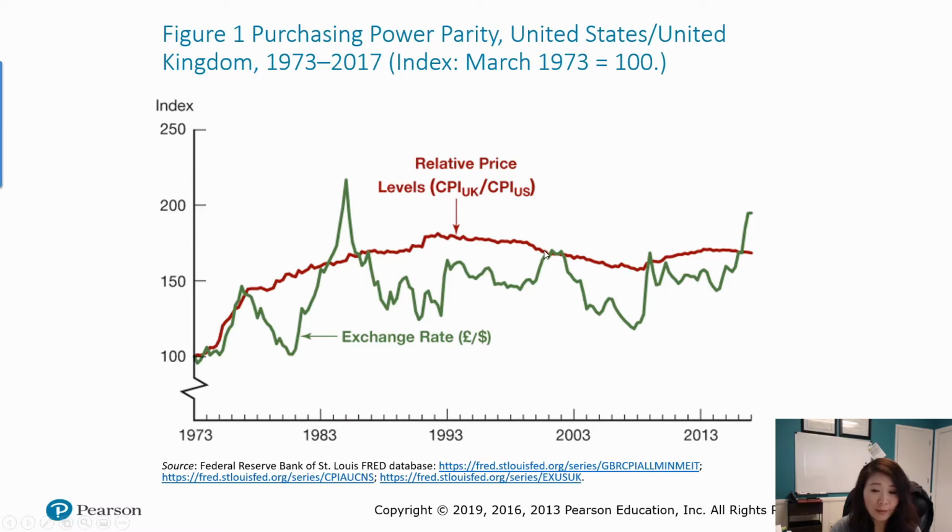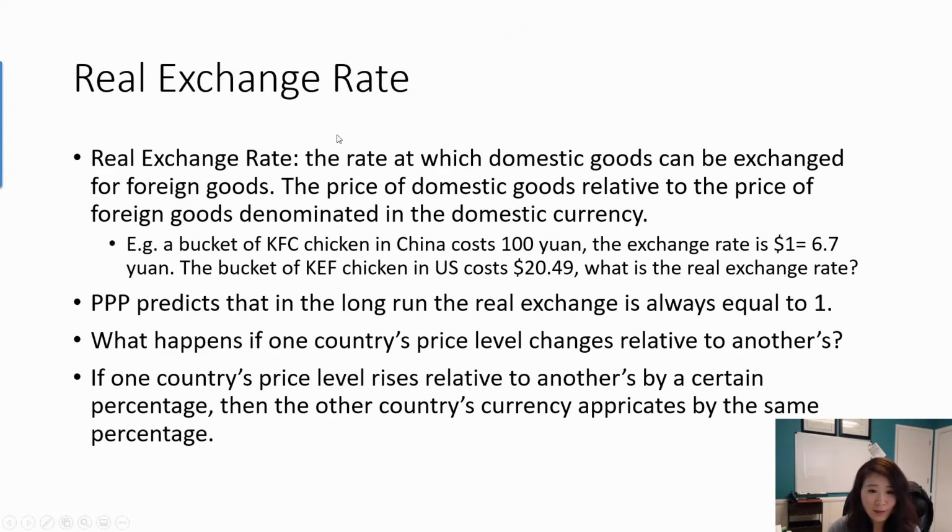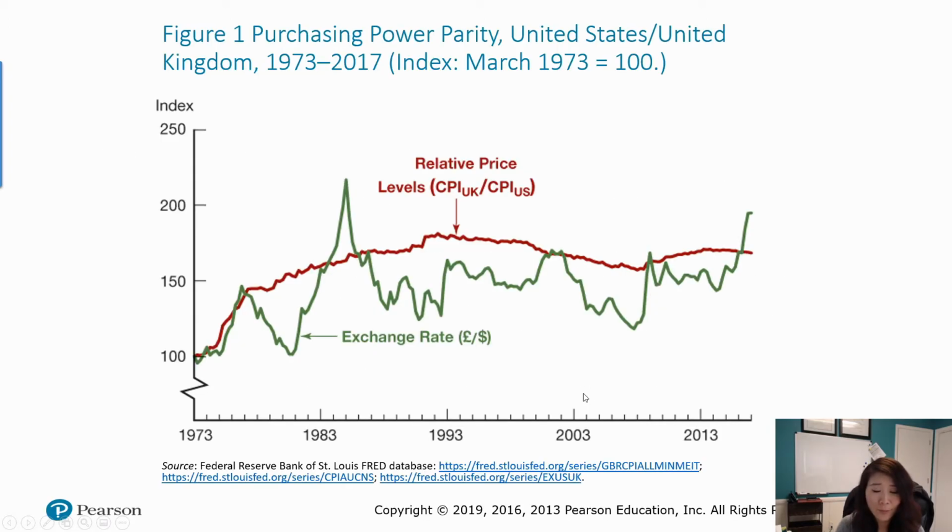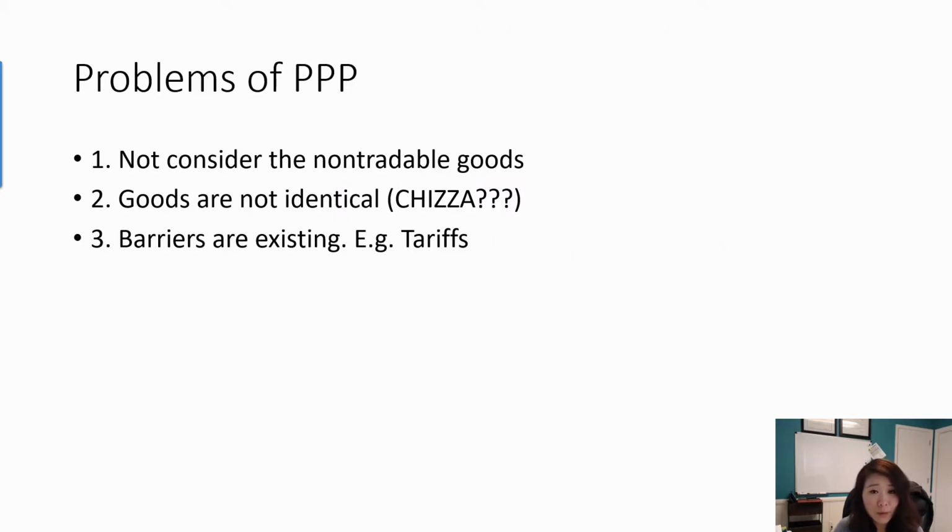Also, if you look at it percentage-wise, the price level increased by 63%, and the US dollar actually appreciated by 90%. So they do not increase by the same percentage. In this situation, the currency is appreciating by a higher percentage than the price level rise, which means the theory is not perfect. So that's why we're going to look at the problems with PPP.